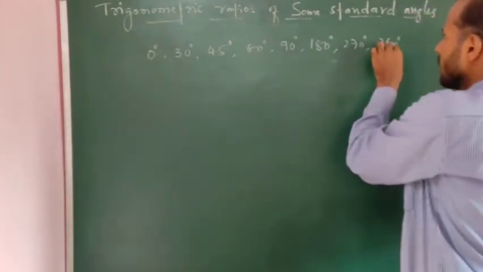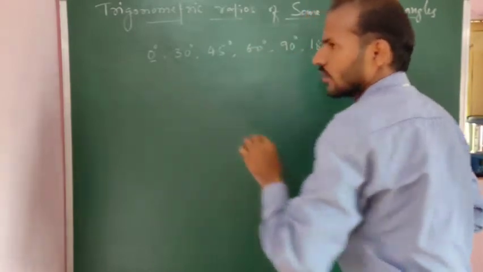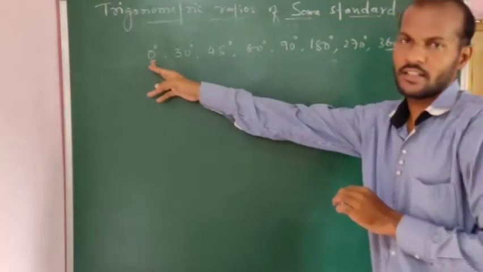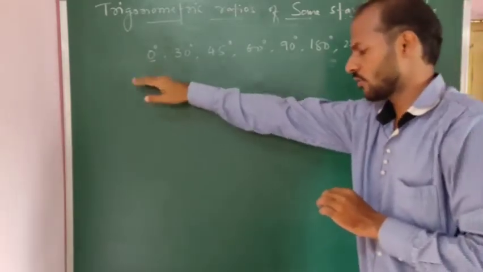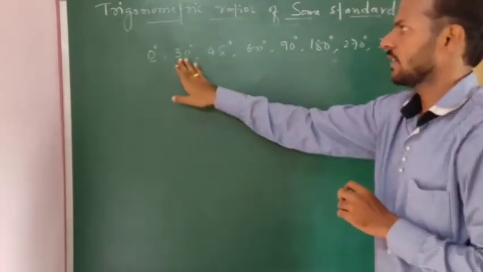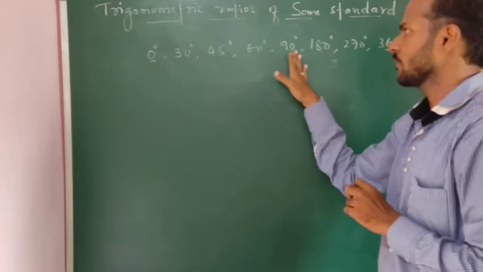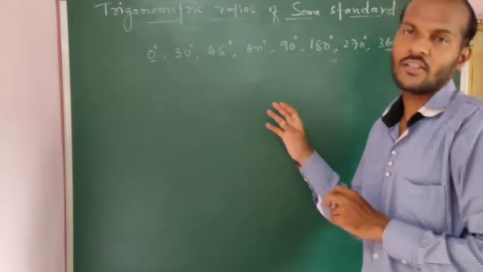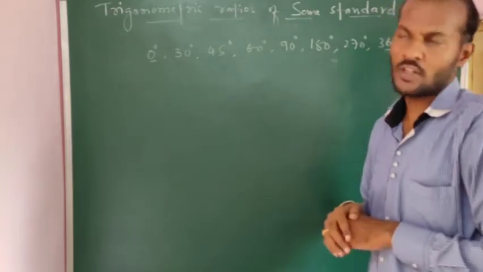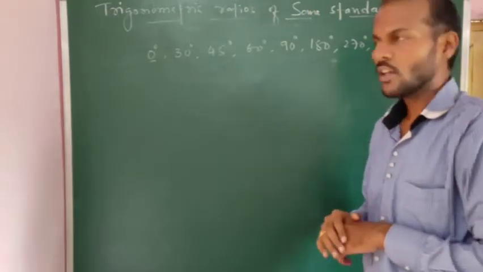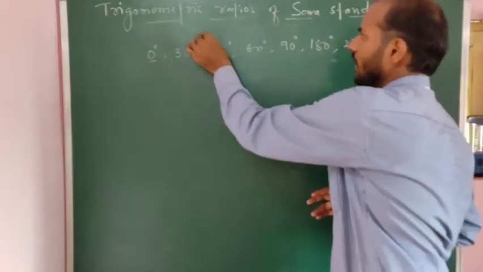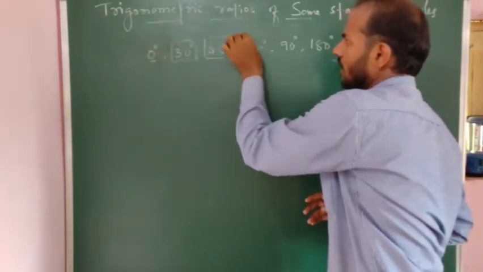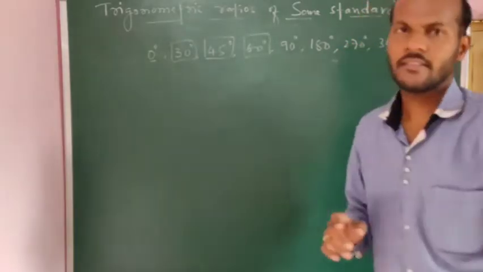360 degree is nothing but your 0 degree only. Both are equal. Either 360 or 0 degree, you have to consider 0 degree only. 0 degree, 30 degree, 45, 60, 90, 180 and 270 are standard angles of trigonometric ratio. But in today's lecture, we have to find the angles 45, 30 and 60.